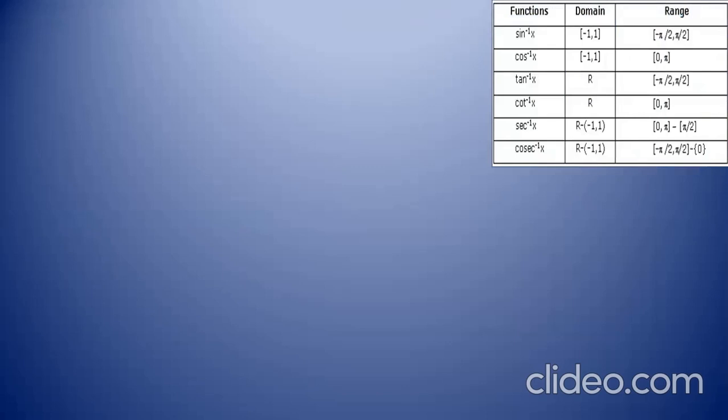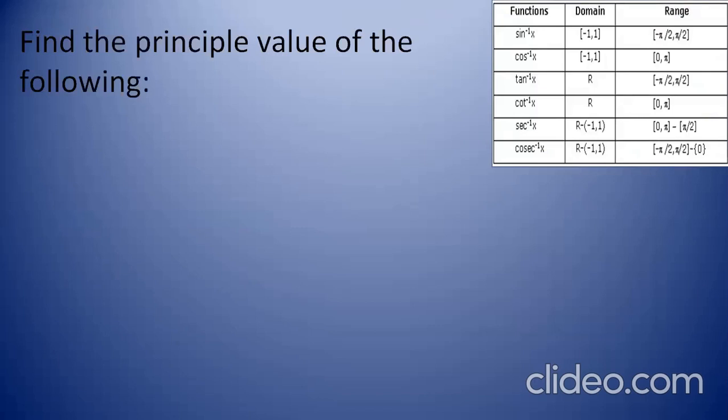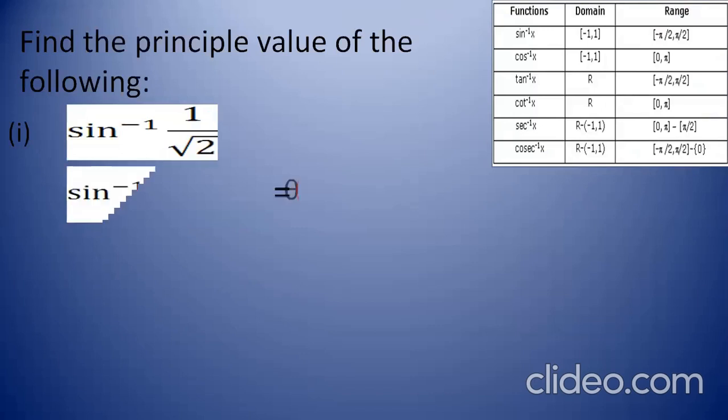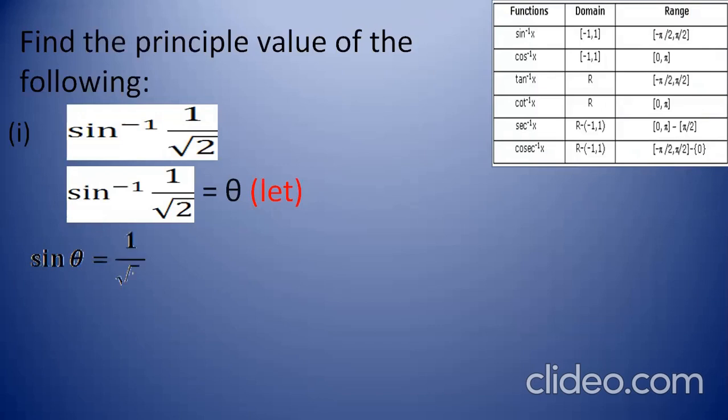Find the principal value of sine inverse 1 upon root 2. So let us consider sine inverse 1 upon root 2 as theta. Shift the sine inverse to the right hand side. So we get sine theta is equal to 1 upon root 2. So what is the angle whose sine is 1 upon root 2?